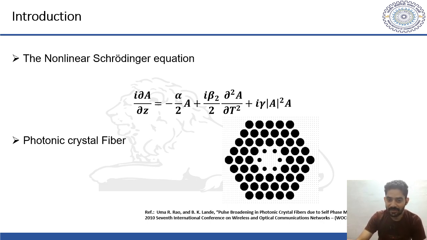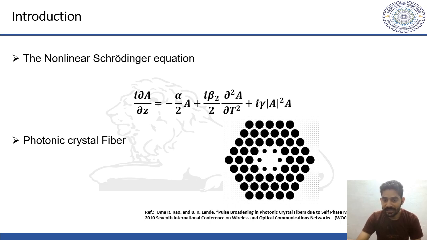The nonlinear Schrodinger equation is the main base of our simulation result. After solving this differential equation, we get our simulation results. Here A is the envelope of the input pulse. Alpha is the loss coefficient of the fiber. Beta 2 is the GVD parameter, that is group velocity dispersion parameter, which tells about how the pulse gets broadened in a dispersive medium. That is, different components of light travel with different velocities. Gamma is a nonlinear parameter.